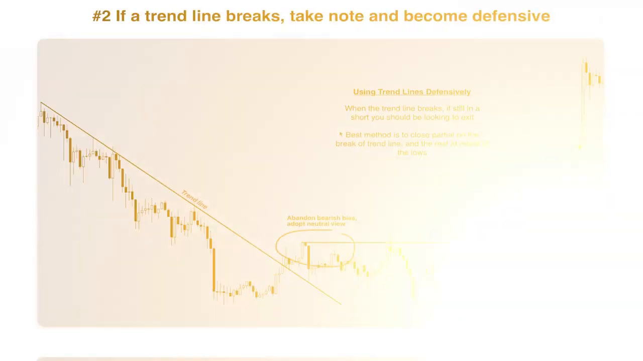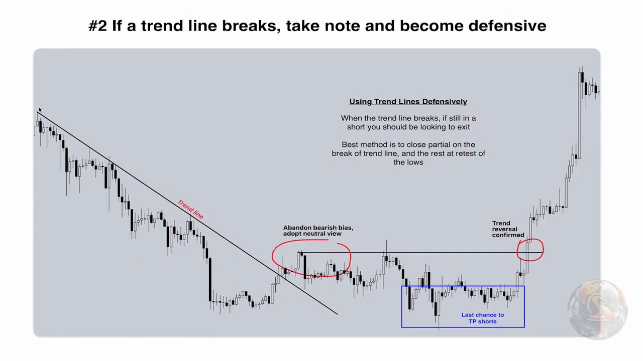Let's look at a bearish trend flipping to bullish. You have your trend line. As long as price respects that trend line, then remember your rule from number 1. You go with the trend. The trend is down, the impulse moves are down, and the trend line is down. When that shifts and the trend line breaks, you abandon your bearish bias and you adopt a neutral view.